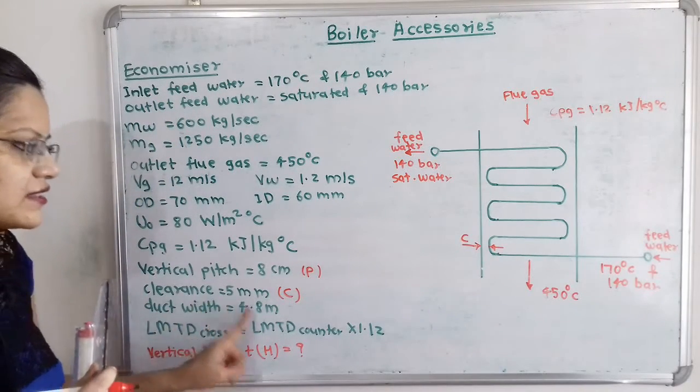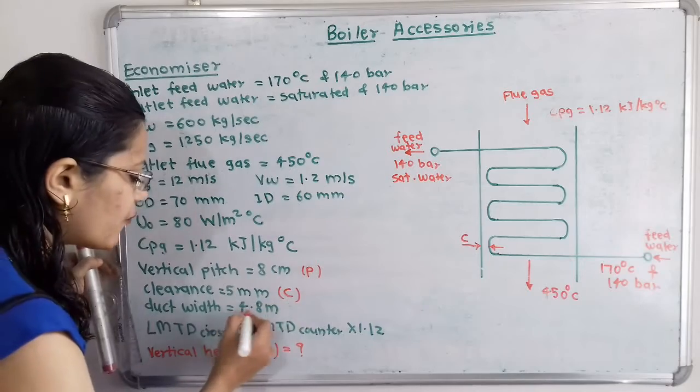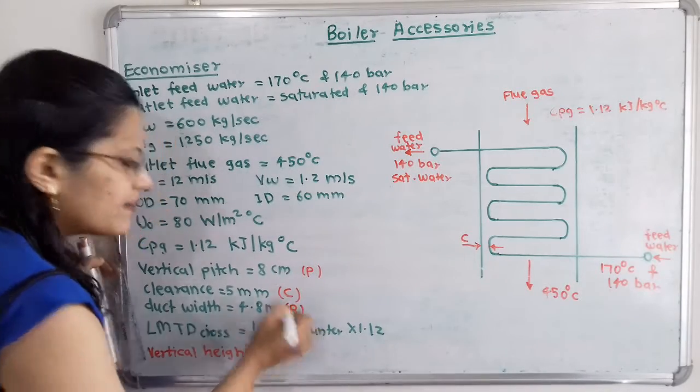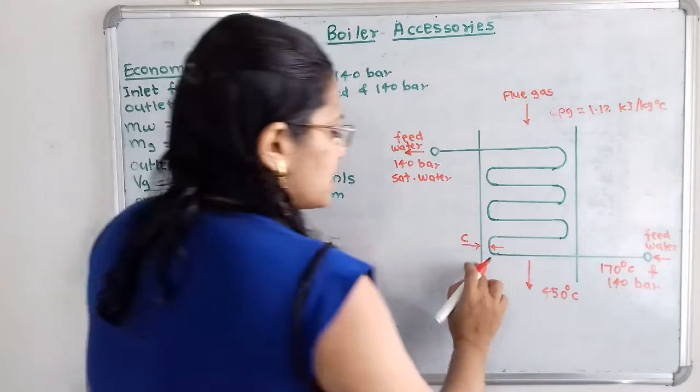Then duct width is also given. For this duct width 4.8 meter. I will use here the notation B. And what is this duct width?